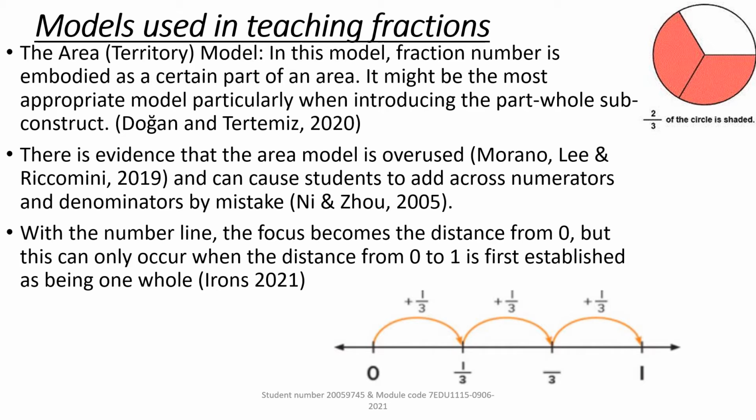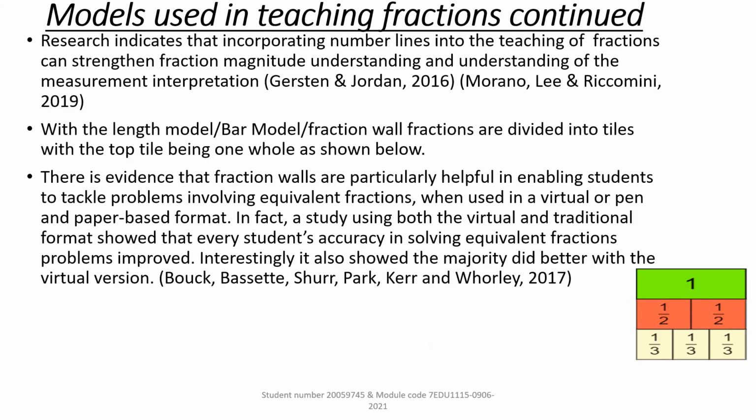The next model is a number line, which generally focuses on the distance from 0 to 1. It's particularly useful if you need to see how many of a particular fraction you need to add to get to one whole. In this case, you'll see 1/3, so you can see three 1/3s are needed to get to 1. The research does indicate that using number lines in the teaching of fractions is quite a good way to strengthen their understanding, particularly of the measurement or size of fractions, because that is something that students do struggle with.